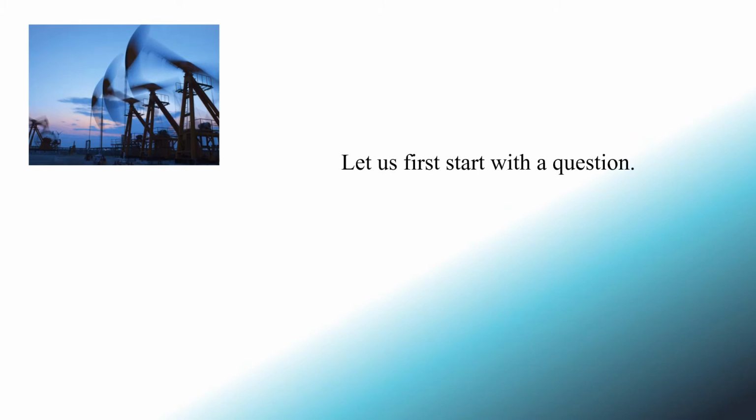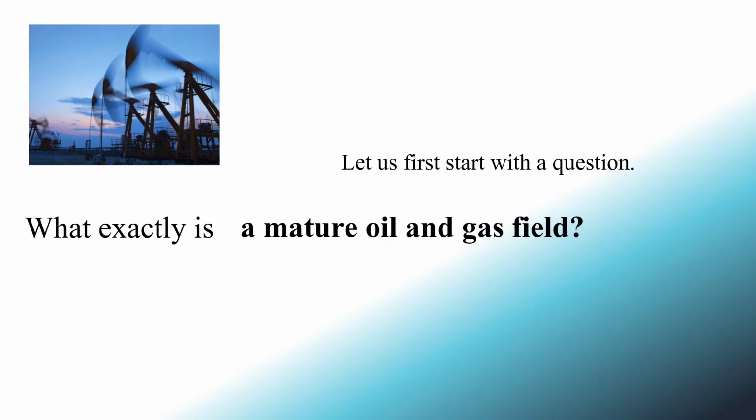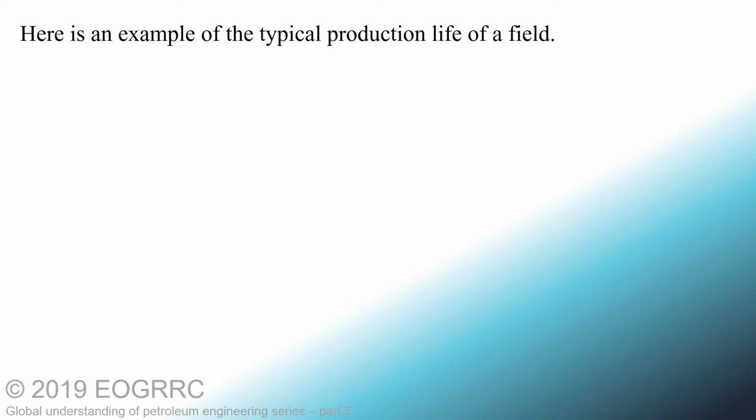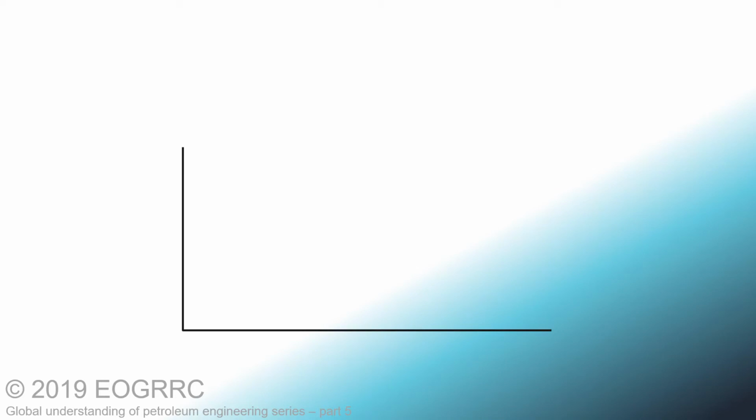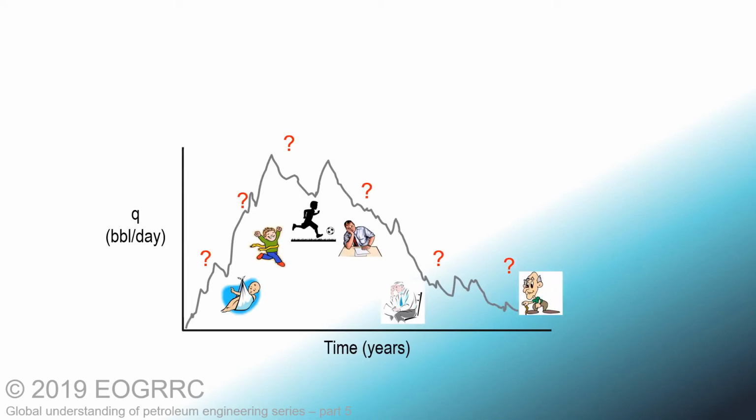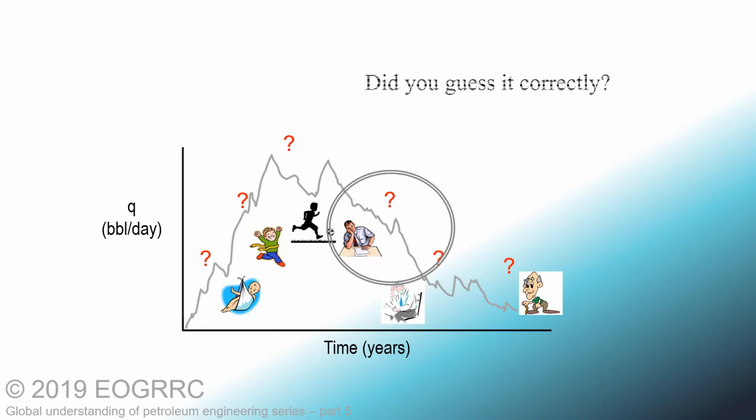Let us first start with a question. What exactly is a mature oil and gas field? Here is an example of the typical production life of a field. Can you guess at which point, marked by a red question mark, would be considered the time that the field has reached maturity? Did you guess it correctly?